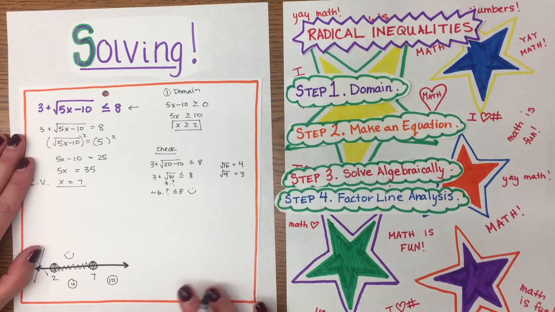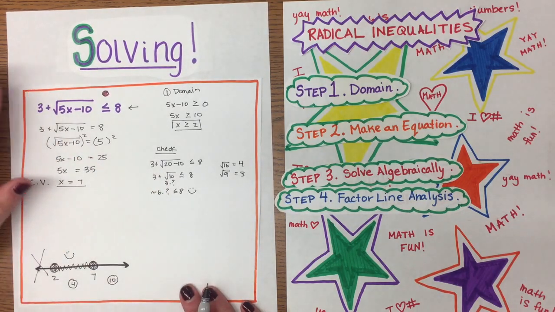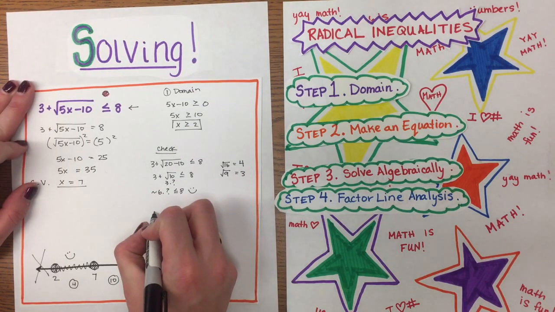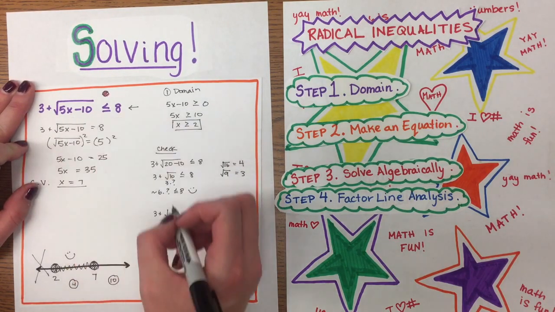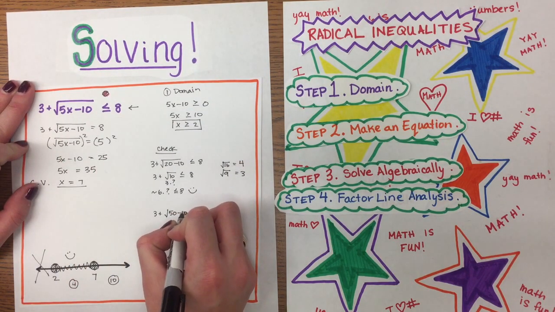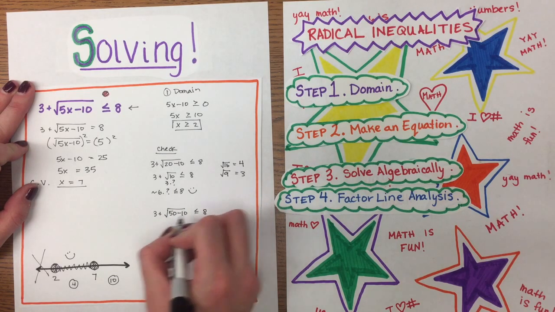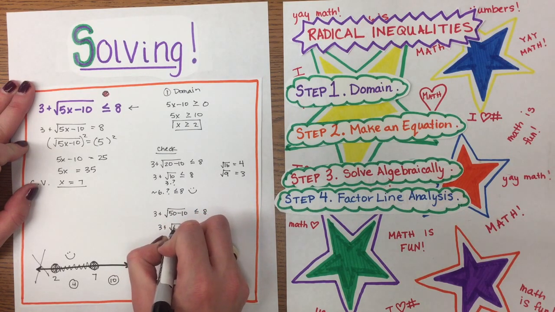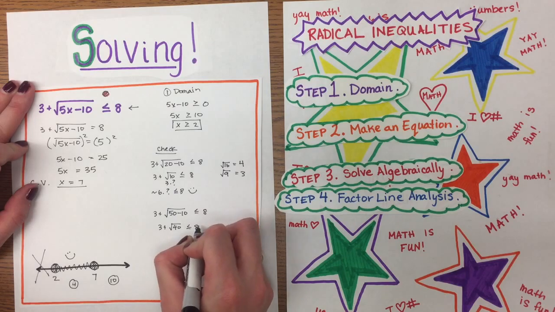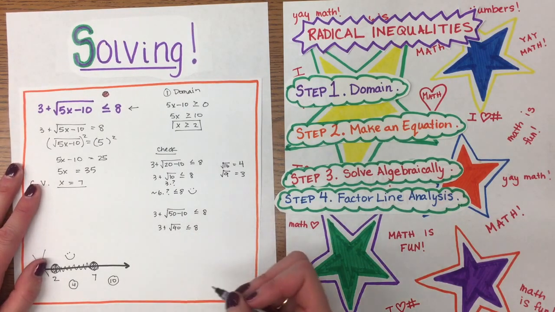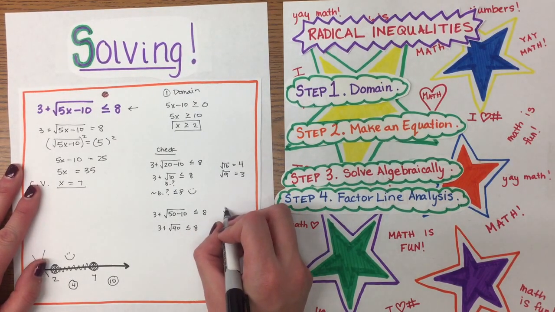To check 10, I'm going to go through a similar process. You'll notice I don't actually care what the square root of 10 was. I just cared what it was approximately. That's going to happen again. So I have 3 plus the square root of 10 times 5, which is 50, minus 10, is less than or equal to 8. 3 plus the square root of 40 is less than or equal to 8. I run into this same issue again. I don't know the square root of 40.